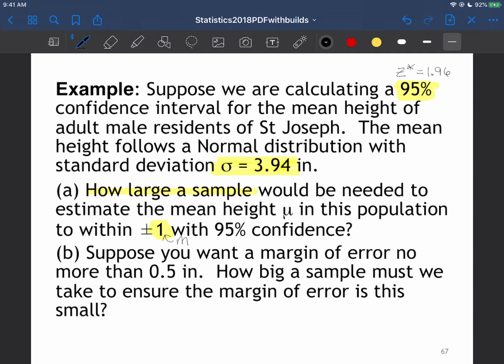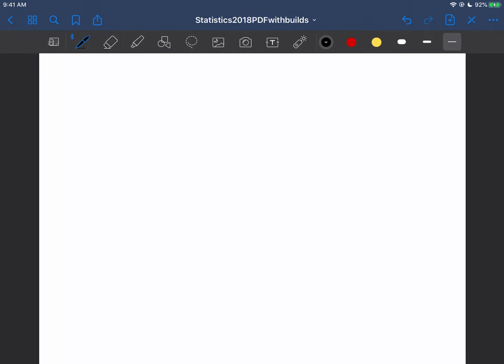So I want N. All right, so I'm going to turn the page so I have a little more room. So we need to solve for N. And we know that Z star is 1.96. We know that the standard deviation is 3.94. And we know that the margin of error we want to be 1. Okay? So I'm going to solve.